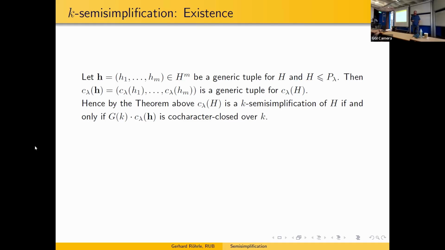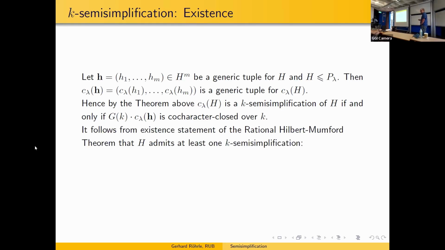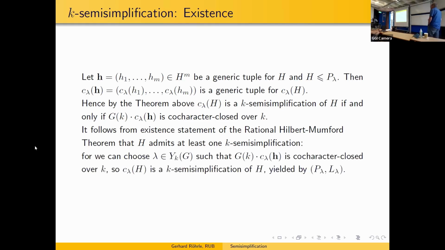When you use exactly this geometric characterization, okay, but how on earth can I manufacture such a cocharacter-closed orbit? Well, yes, I can. I just use the existence statement from this rational Hilbert-Mumford theorem. There always exists at least one such case. Here it is. You just pick a suitable lambda, a K-defined cocharacter, such that this rational orbit of this thing is cocharacter-closed. So the c lambda H is indeed a K-semisimplification of H, and it's given by this pair P lambda that just drops out for free with this machinery.